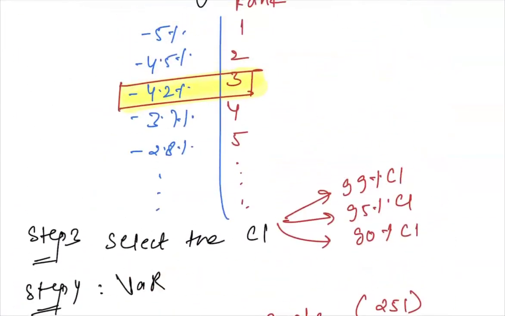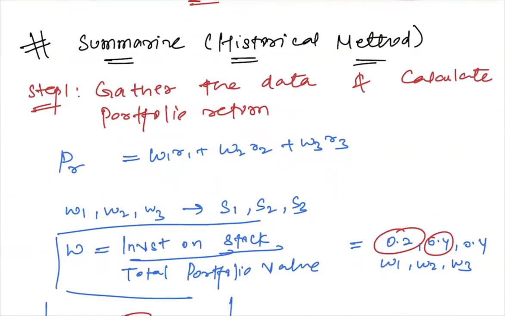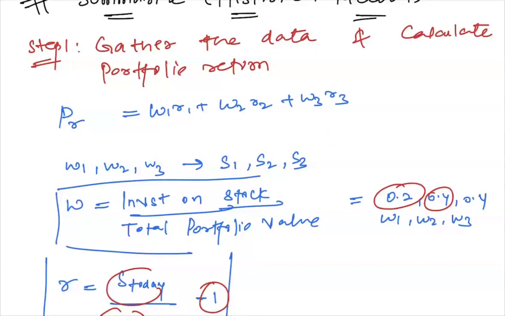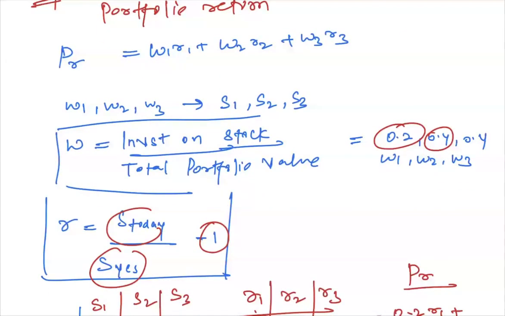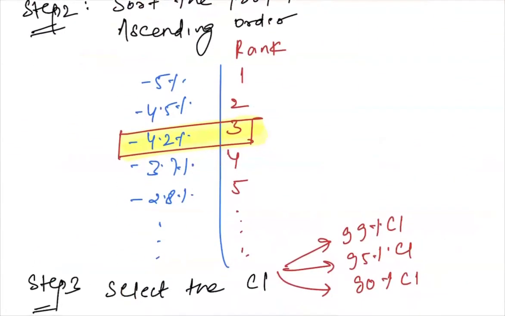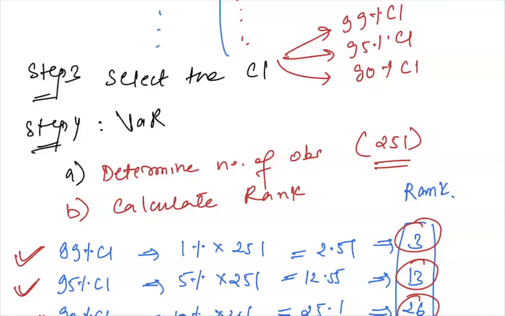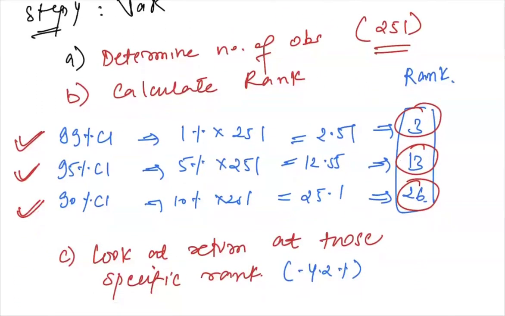Let me scroll up so that you can check once more. So the first step is to gather the data and calculate the portfolio returns. The second step is to sort the portfolio returns in ascending order. The third step is to select the confidence interval. And the last step is to calculate the value at risk.